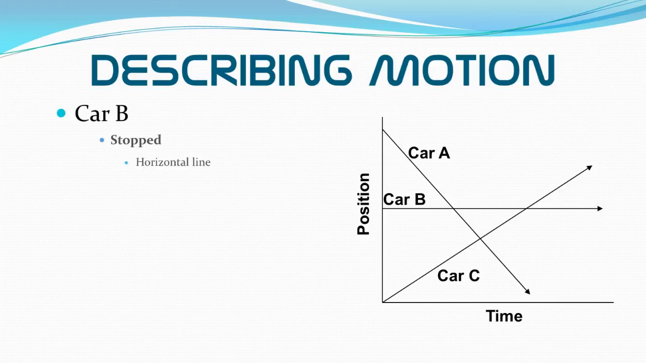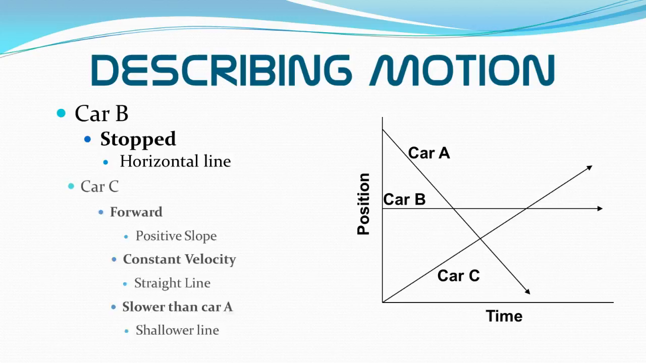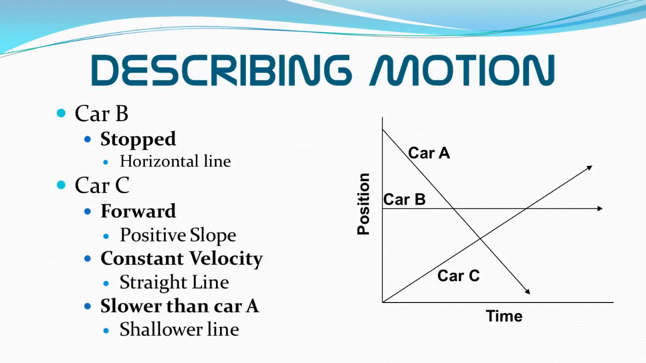Car B has a slope of 0. It has a horizontal line, so that means it's stopped. There's nothing else to describe other than the fact that it's stopped. Car C has a positive slope, so it's moving forward. It's a straight line, so it's a constant velocity. It's a shallower line, so not as steep as car A's slope. Because it's shallower, it's slower than car A. It's also going in the opposite direction of car A.